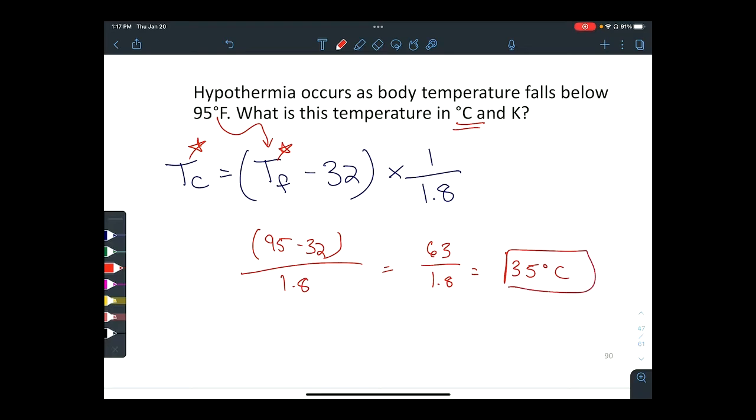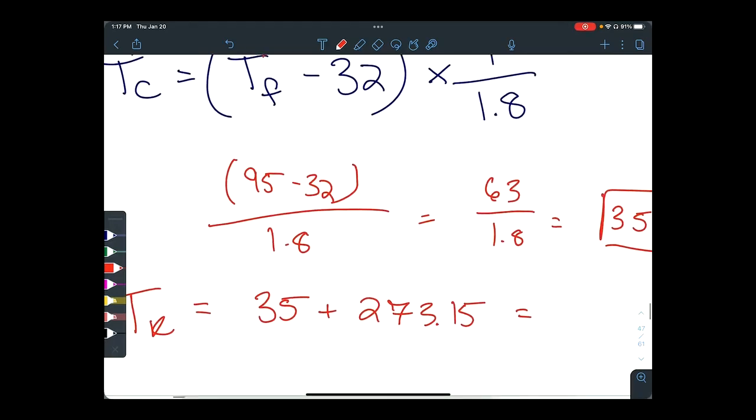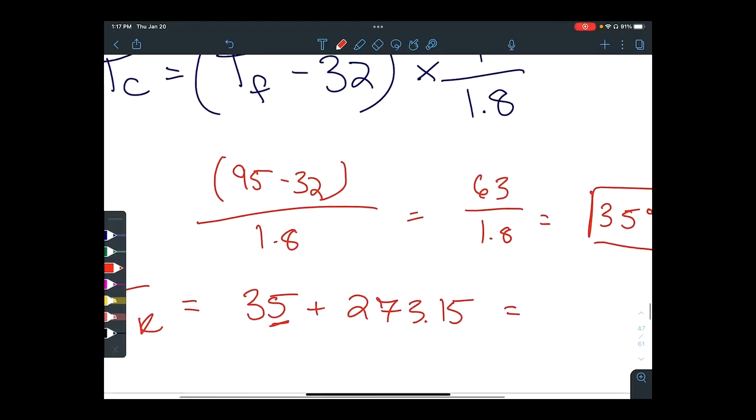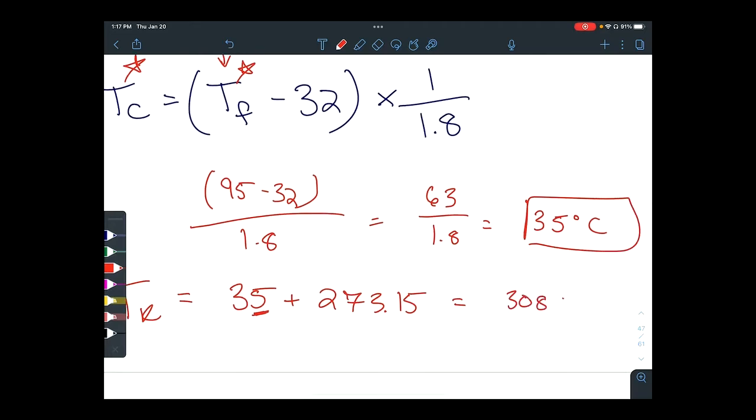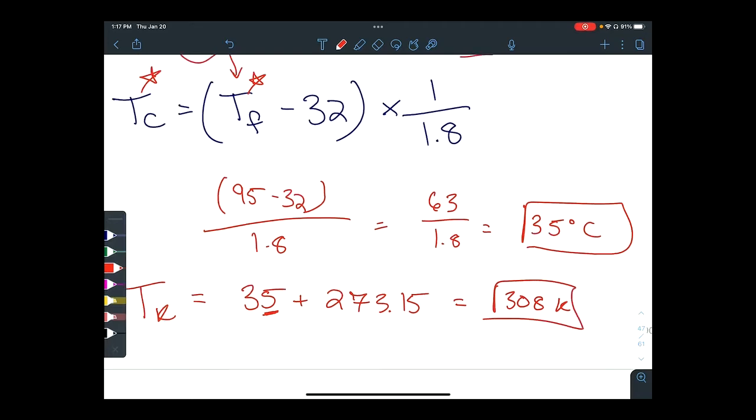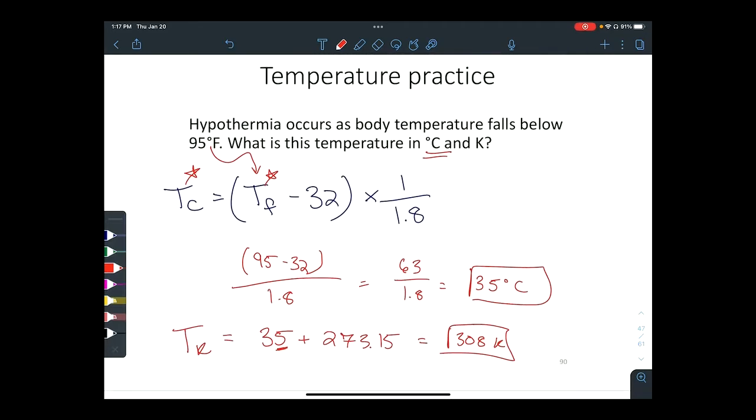All right. So if we want our Kelvin temperature, that is equal to the Celsius temperature plus 273.15. Okay, and so if 35 is our last sig fig, what place value should our answer go out to? The ones place, because the last common digit that both those numbers have is at the ones place. So 35 plus 273 is 308 Kelvin. All right, so practice those temperature conversions. There you go. All right, so let's keep going.